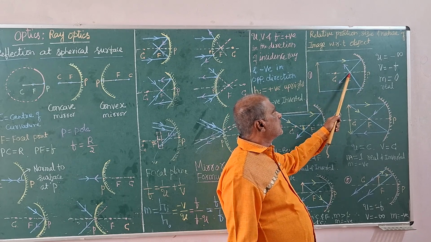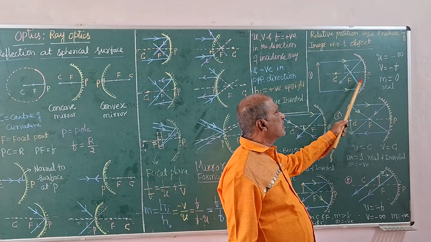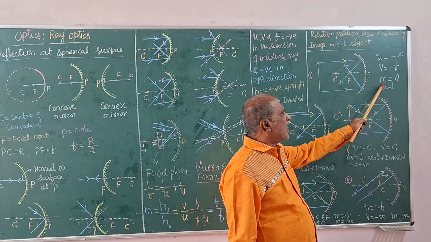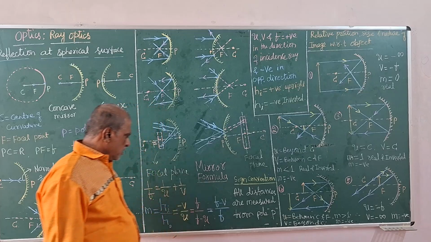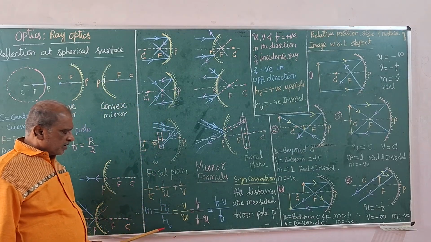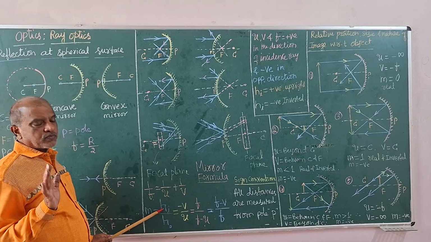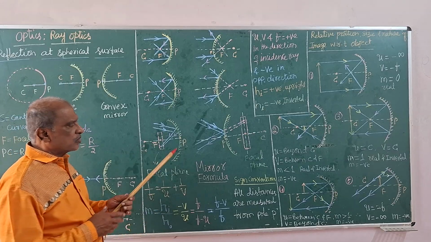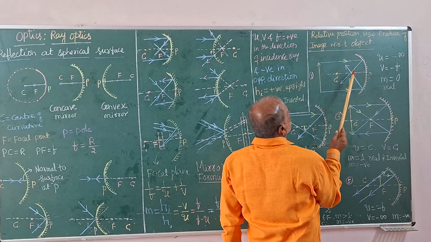So that is a real image, because after converging at the point in front of it, it is a real image. But magnification is 0, since it is the height of the image divided by the height of the object. This height of the image is 0, so 0 divided by anything is 0. Magnification is 0.